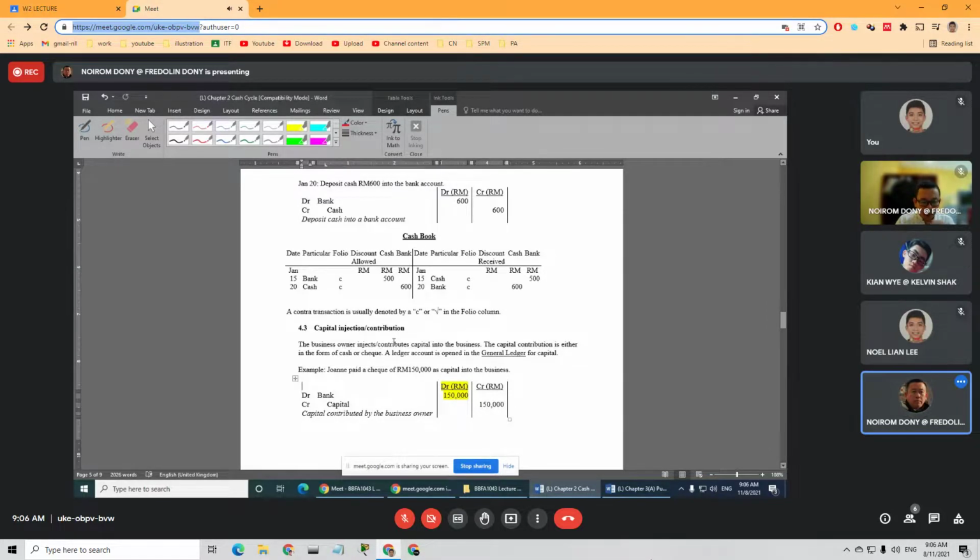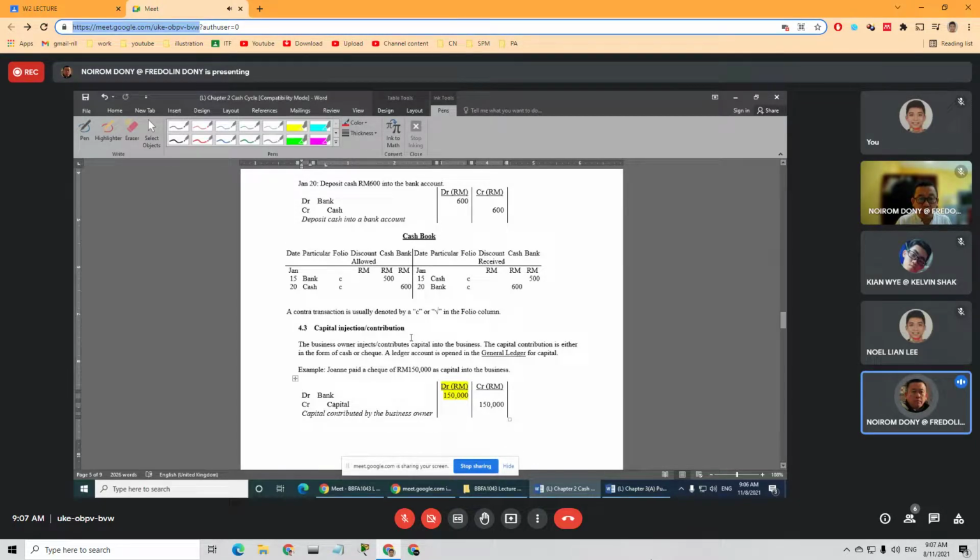Now, what is the meaning? Meaning the amount of money or the amount of resources that is brought by the owner into the business. So capital injection, this one is in terms of money. The business owner injects or contributes capital into the business, either in the form of cash or check. So a ledger account is opened in the general ledger for capital.